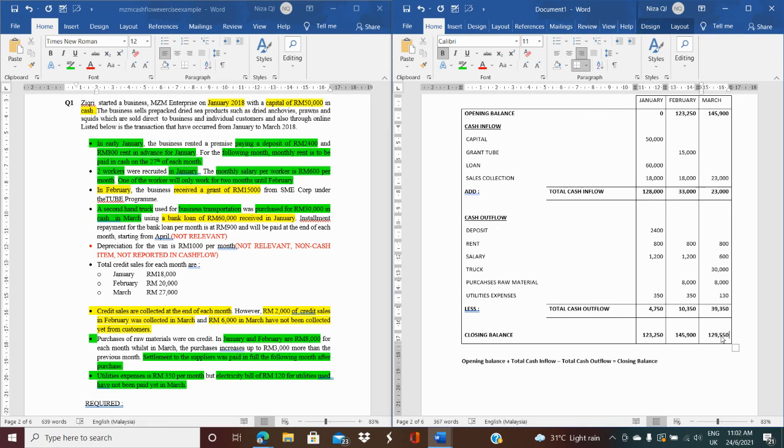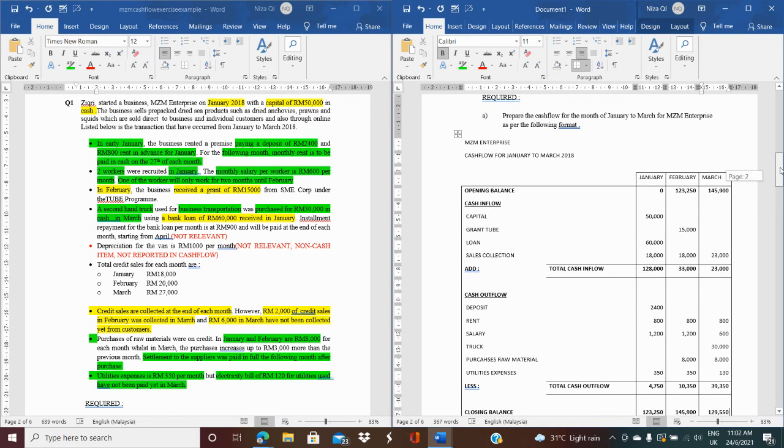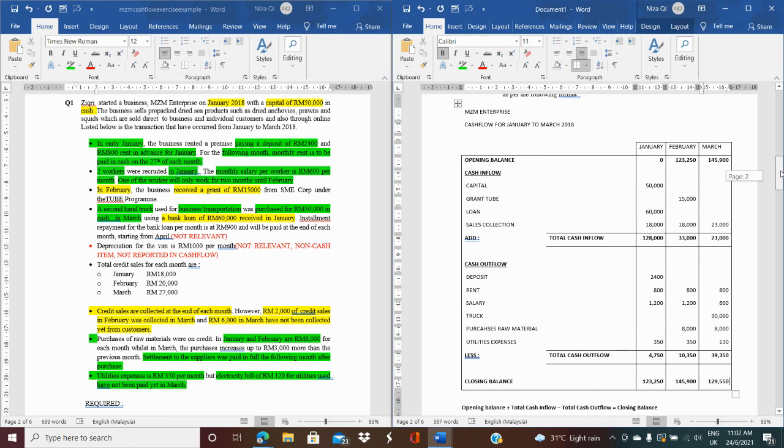Is that right? Let's see. 145,900 plus 23,000 minus 39,350 is 129,550. So the closing balance is 129,550. That is how you prepare the cash flow projection. After this, we're going to look into how to prepare the income statement and also the balance sheet. We'll continue with another video.